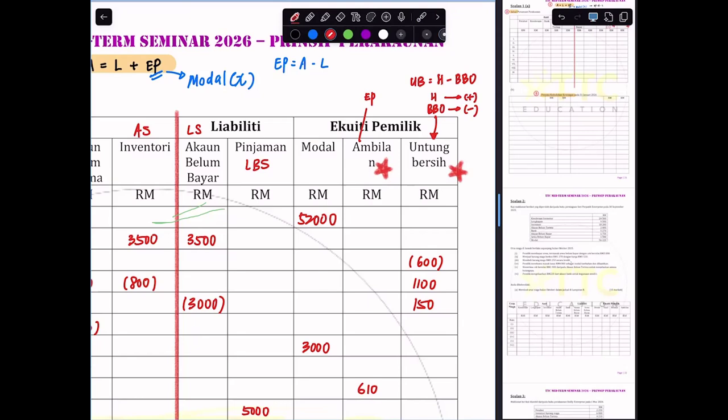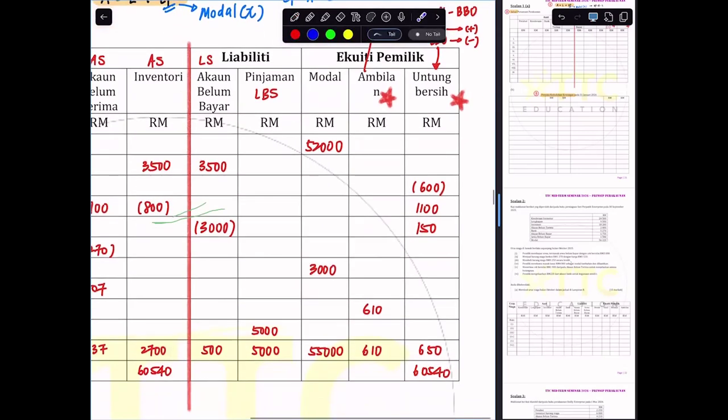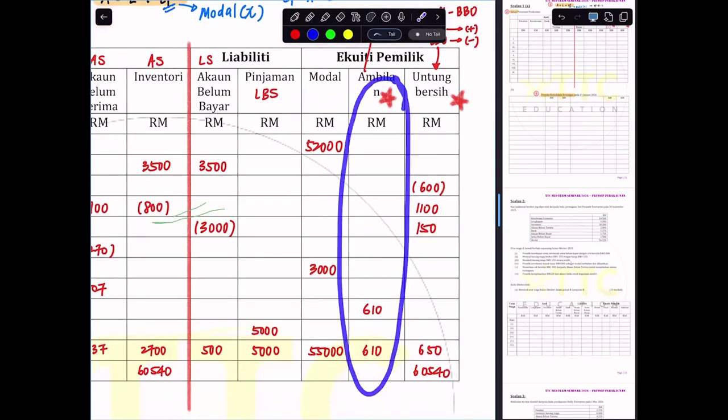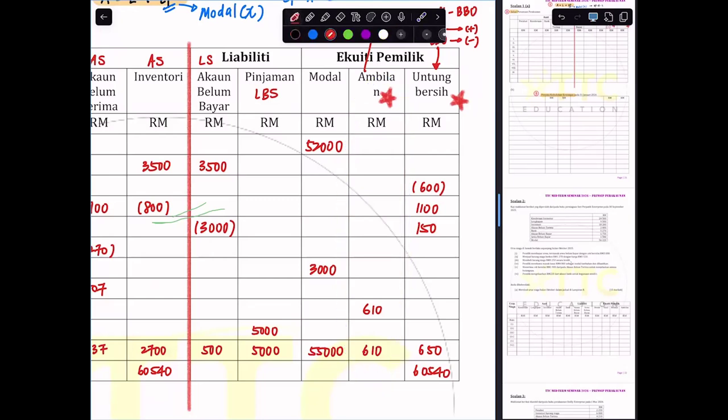Ambilan means take out for personal use. Means your EP is getting less. EP means the fund, the resources in the company, is getting less. So ambilan is always minus EP, yeah? But can you write a minus sign in this table for ambilan? For those who learned this before? No, right? But we know that ambilan is to minus, so then how?